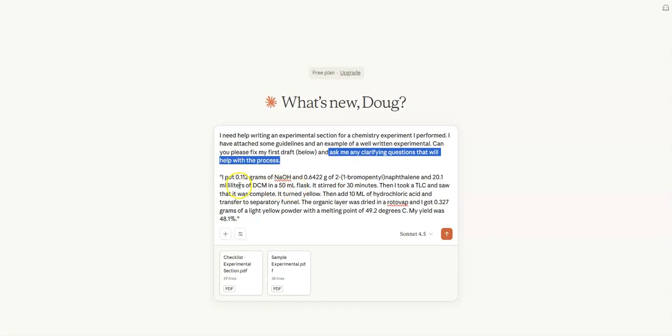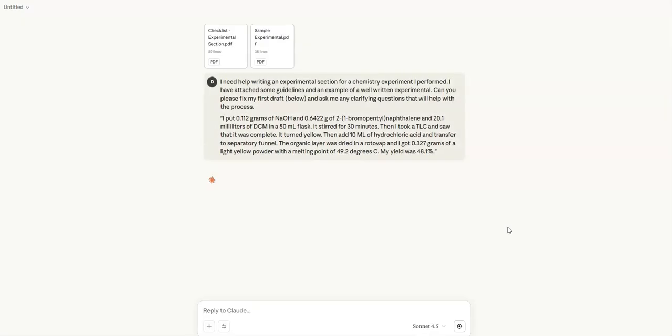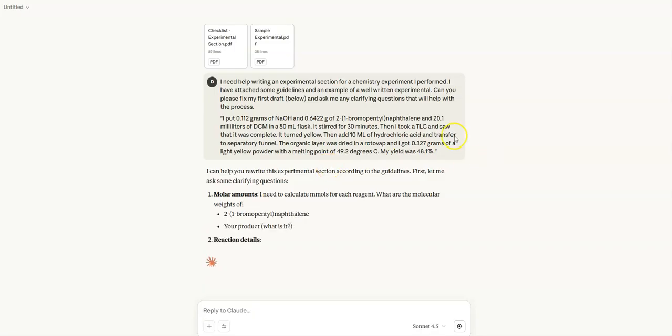Like I don't have millimoles in here. I didn't say what kind of flask. You know, there's lots of kinds of flask. What kind of flask? I didn't say what the TLC data was. There's a lot missing from this really terrible experimental. So I'm going to go ahead and send this, and let's see what Claude has to say. And it's thinking, and here we go.